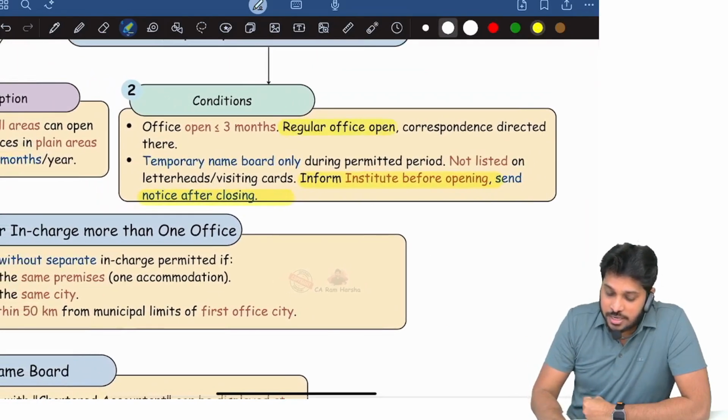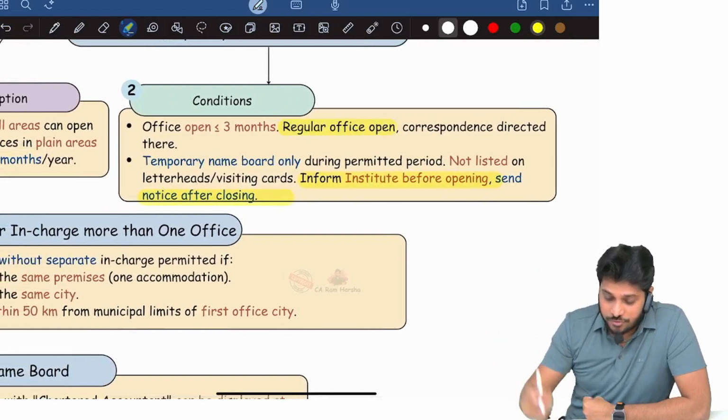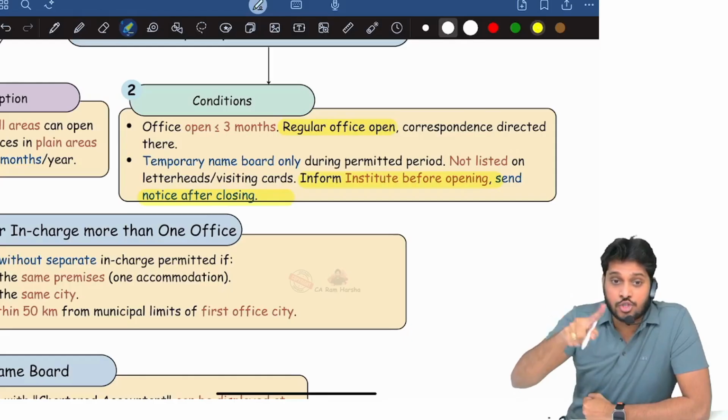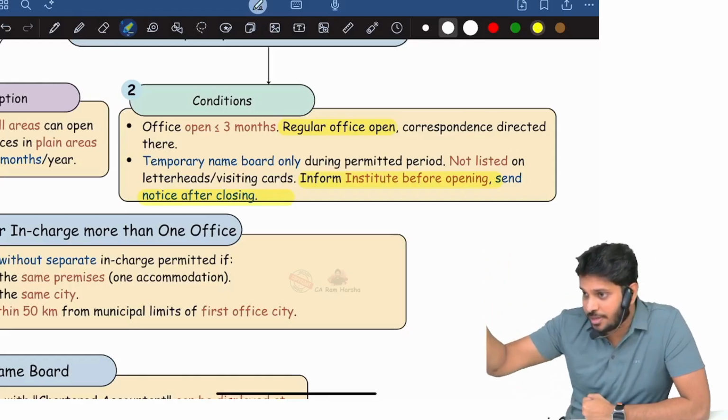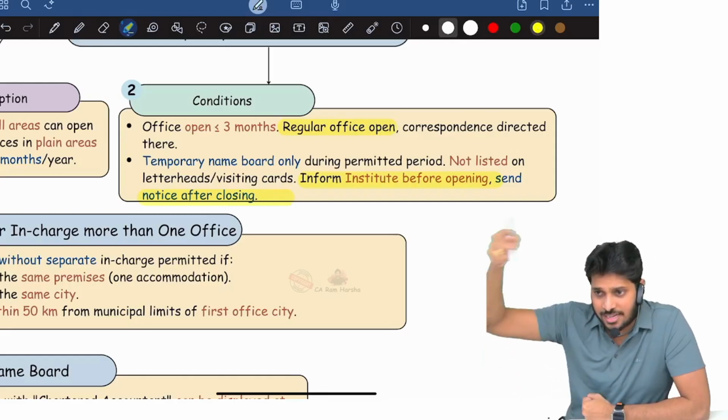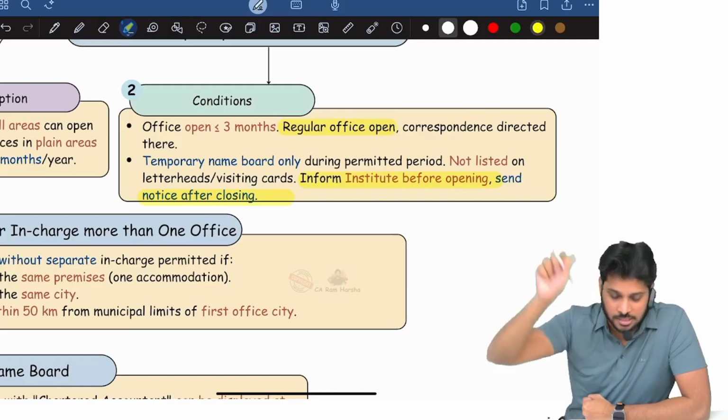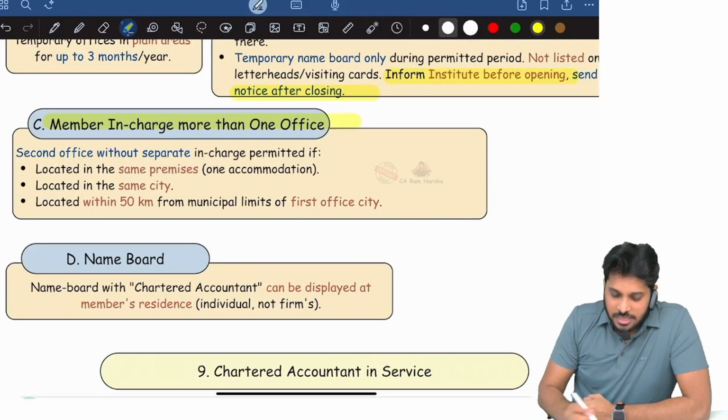Entire correspondence must happen only at the regular office. Yes or no? Only the regular office should have correspondence. The regular office should not be closed during the branch period. Yes or no? When you open the temporary branch, the regular office should also be open. That's it. And can a member be in charge of more than one office?